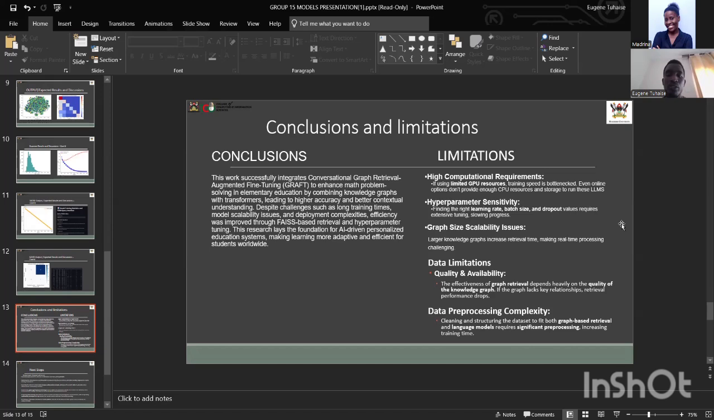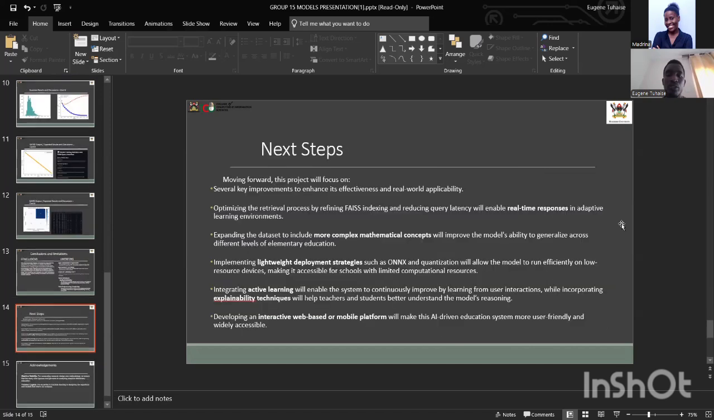To ensure high effectiveness and even applicability in the real world, we'll have to optimize the retrieval process by refining the file indexing and reduce query latency. Then we have to expand the dataset to include even more complex concepts in mathematics that will help to generalize across the different levels of education, beyond the elementary level. Then implementing lightweight deployment strategies like ONNX, which will help the model to run efficiently on low resource devices.